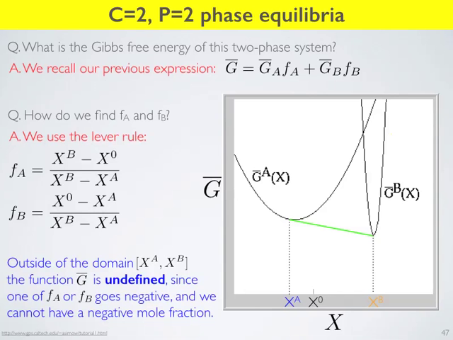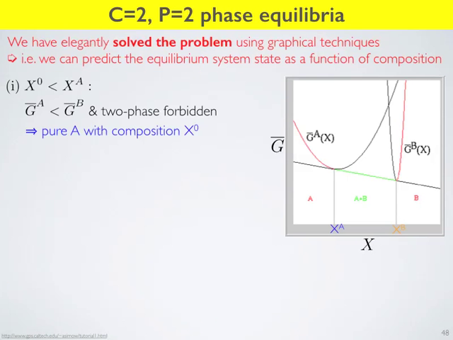Okay, so let's reinforce that. We basically solved the problem using graphical techniques, meaning we can predict the equilibrium system state as a function of composition. So X0 less than XA means the composition of the system is not sufficiently enriched in component 2 to enter this two-phase region. It's to the left of this common tangent construction linking these two parabolas. And so it's pure A, with composition X0.